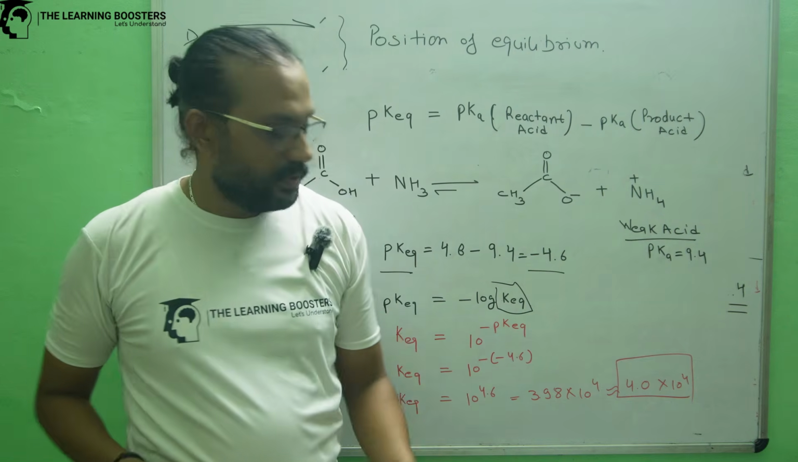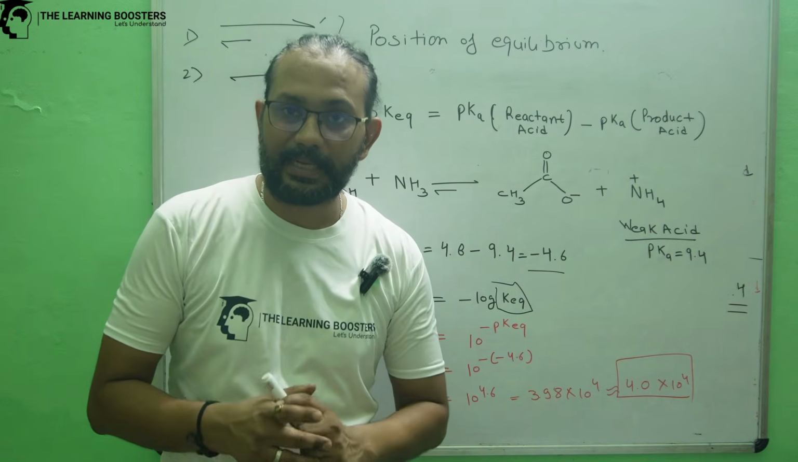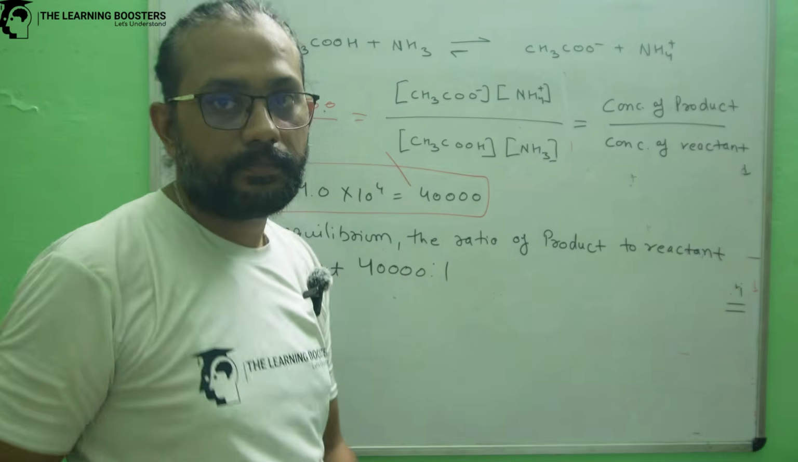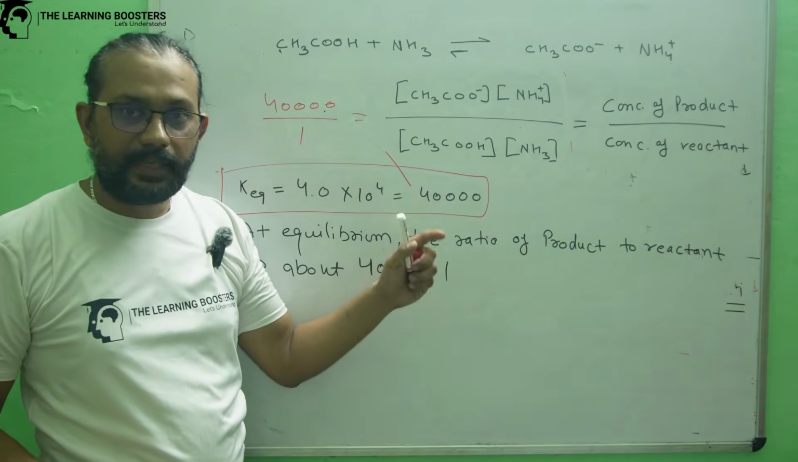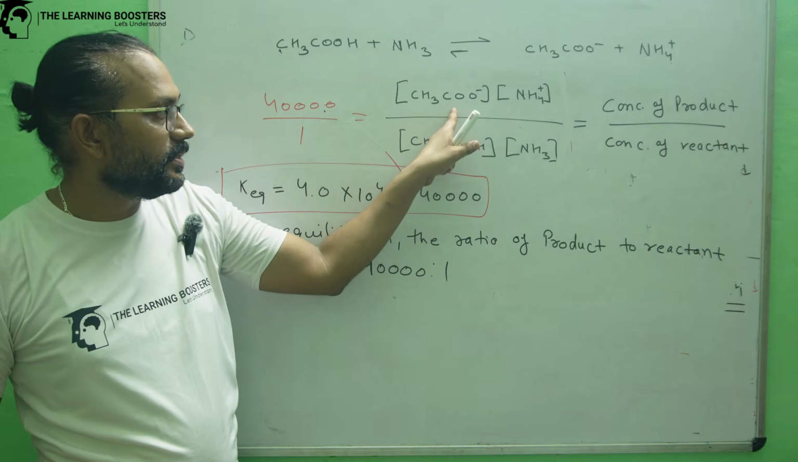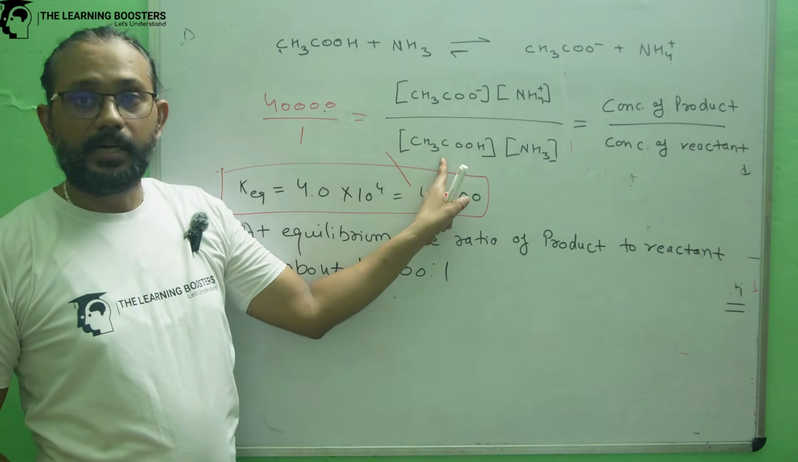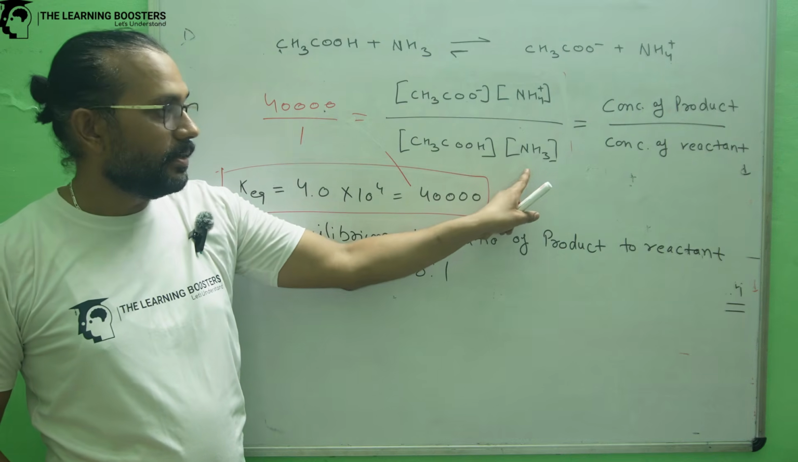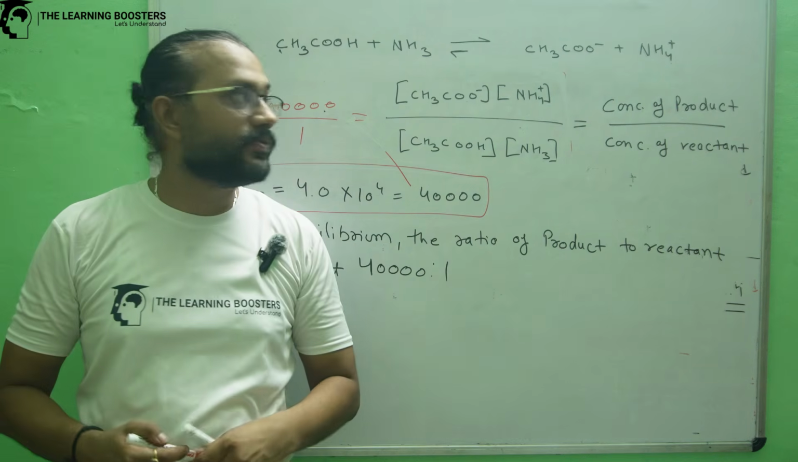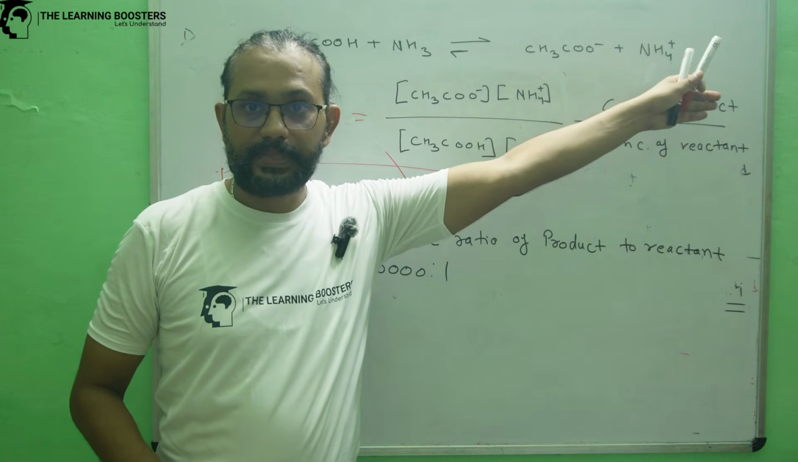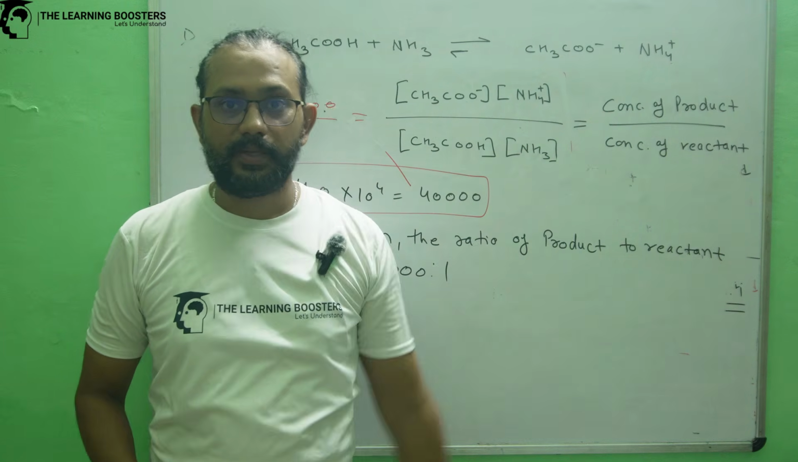Now what do we do with this value? What does it actually tell us? We can say that more acetic acid and ammonium ion is present as compared to acetate and ammonia, so the reaction is favored toward which side? Left side.